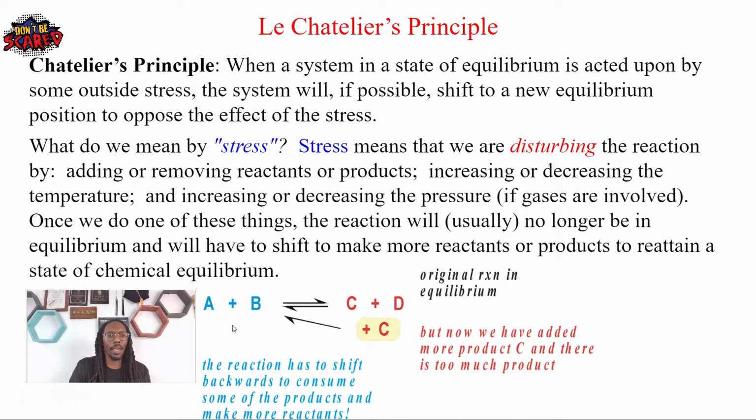So basically, we look at this example here. Say I have A plus B giving me C and D as my products. The original reaction is currently in equilibrium. But let's say we add a stress to it. In this case, let's say we add some more products, one of the stresses that could be done here. So let's say I add more C.